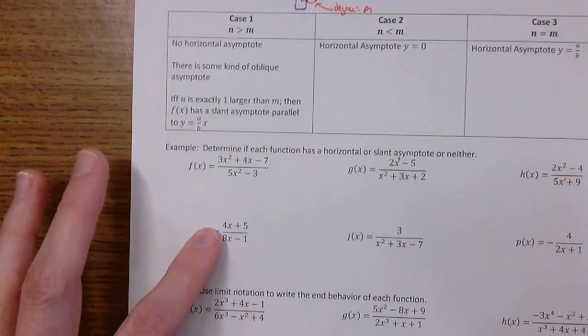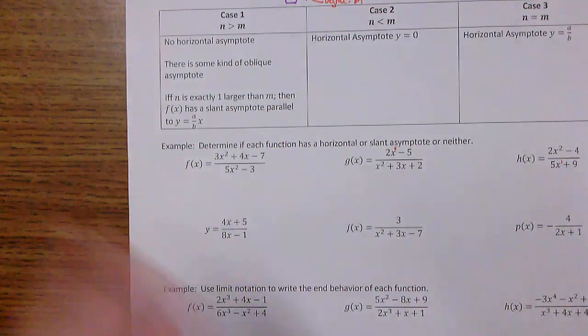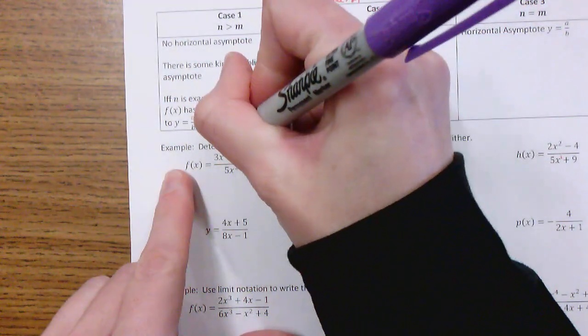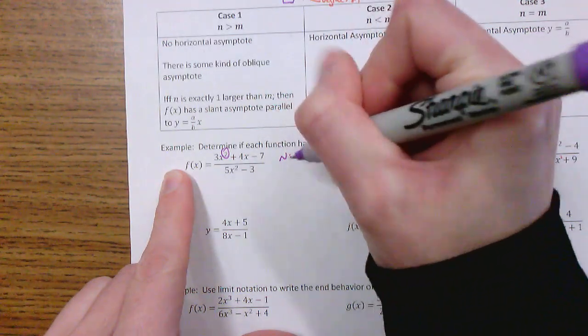All right, great. So let's do a couple of these. So these guys are right here. So first of all, I'm looking at my degree. So the degree on the top is 2, right? That's this exponent. So n is 2, right?